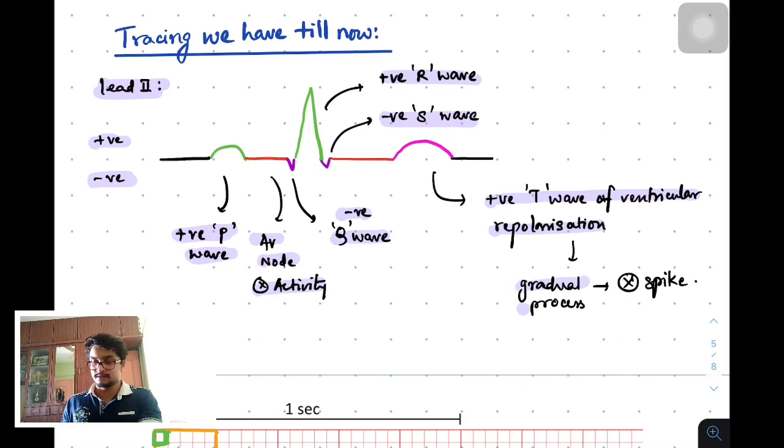There is no spike. Okay, so that is about the T wave. The T wave represents ventricular repolarization.